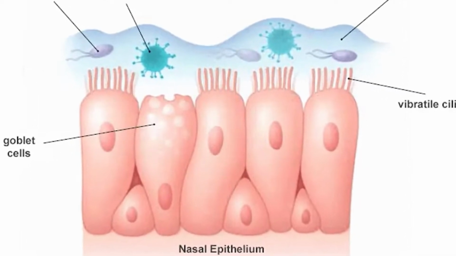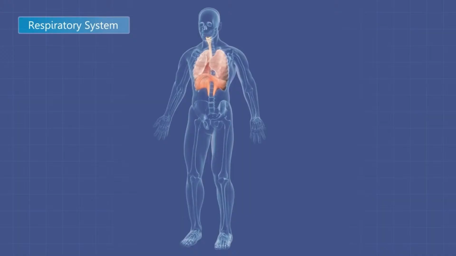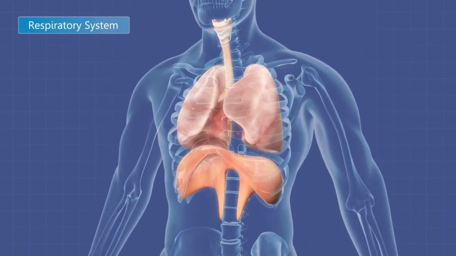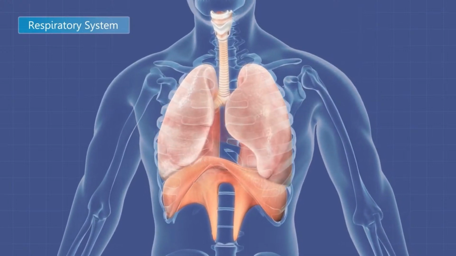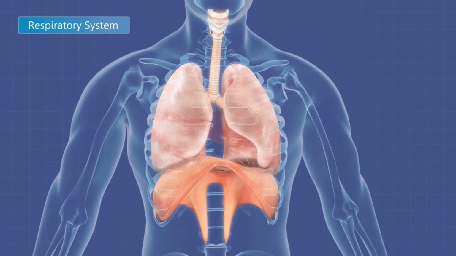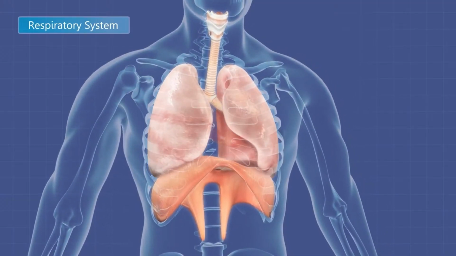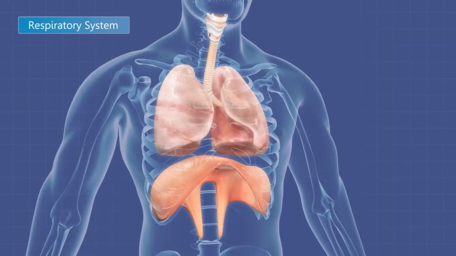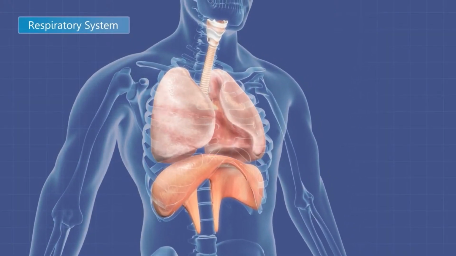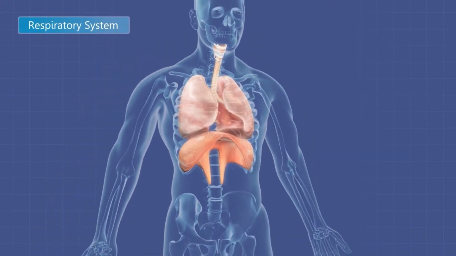The nasal cavity has several functions. It warms and moistens the air that is breathed in, which helps to keep the respiratory tract moist and prevents the mucosa from drying out. It also filters the air, removing dust, pollen, and other particles that may be harmful to the body. The nasal cavity is lined with tiny hair-like structures called cilia that help to sweep these particles out of the airway and prevent them from entering the lungs.